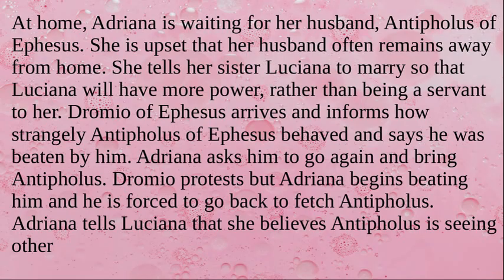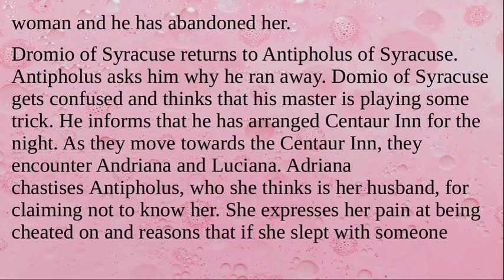She tells her sister Luciana to marry so that Luciana will have more power rather than being a servant to her. Dromio of Ephesus arrives and informs how strangely Antipholus of Ephesus behaved and says he was beaten by him. Adriana asks him to go again and bring Antipholus back. Dromio protests, but Adriana begins beating him and he is forced to go back to fetch Antipholus. Adriana tells Luciana that she believes Antipholus is seeing other women and he has abandoned her.